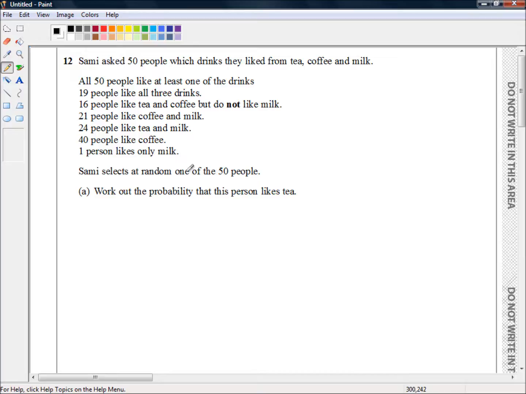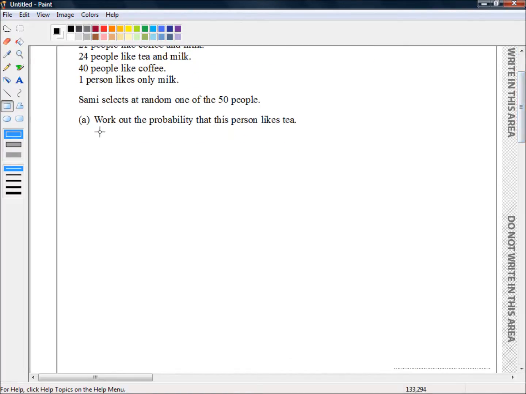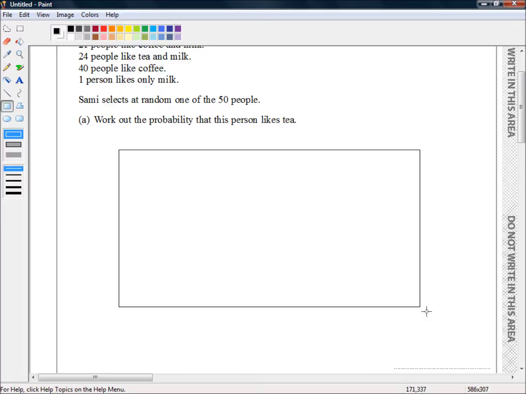Sammy selects at random one of the 50 people. Part A says work out the probability that this person likes tea. Okay, well for this we're going to need a Venn diagram in order to make sense of all this, because this is an awful lot of information and it comes across just like a logic puzzle. So I'm going to use a little bit of set theory and I'm going to draw a Venn diagram.